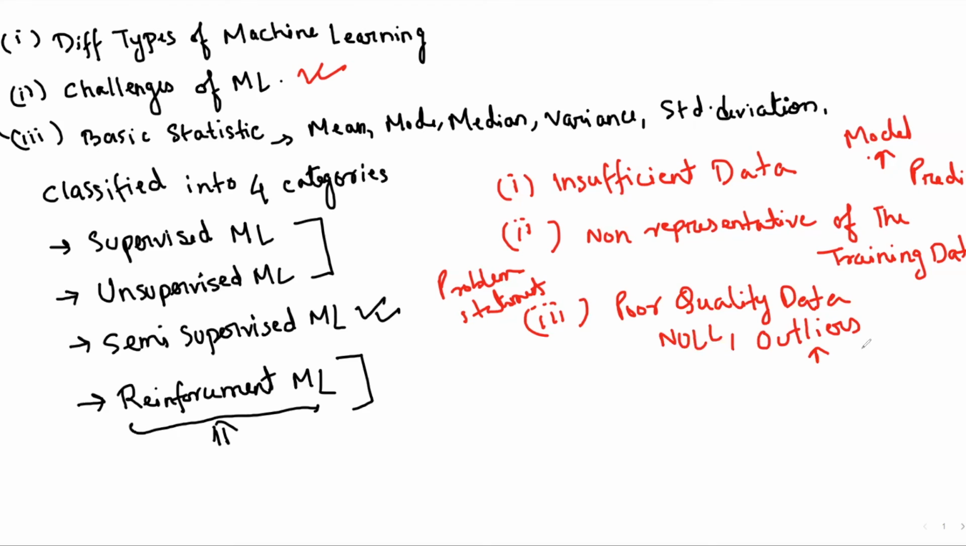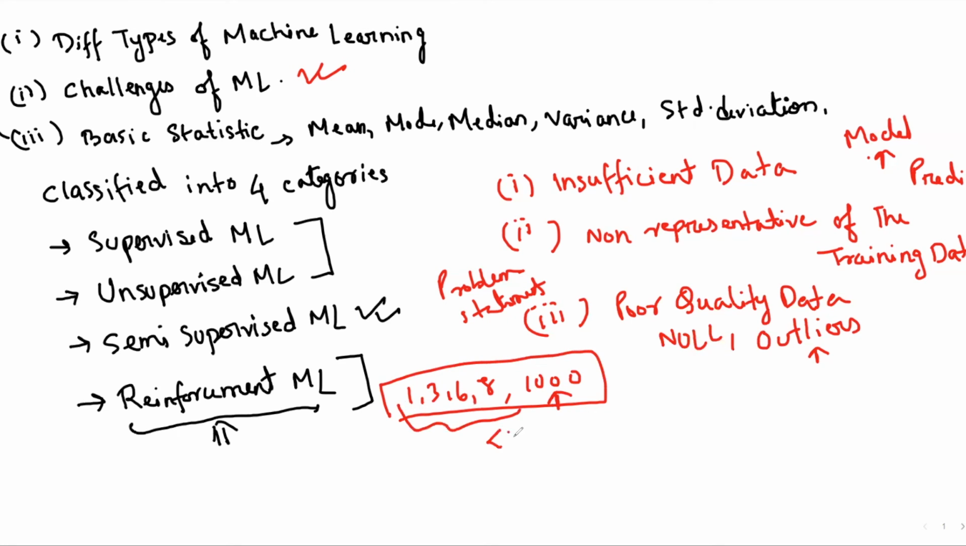Let's say we have data like 1, 3, 6, and 8, and then we have data like 1,000. So this is an outlier in this particular data set because these are numbers which are less than 10, and all of a sudden we have a number which is much more than 10, many times larger. So this is an outlier in this particular data set.